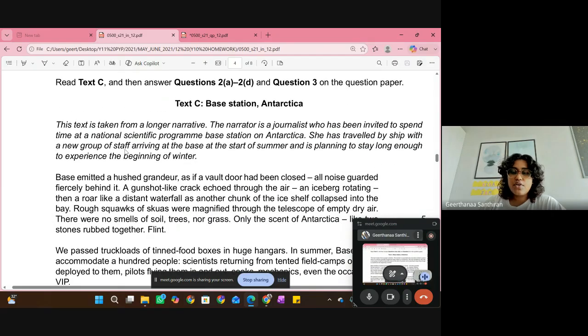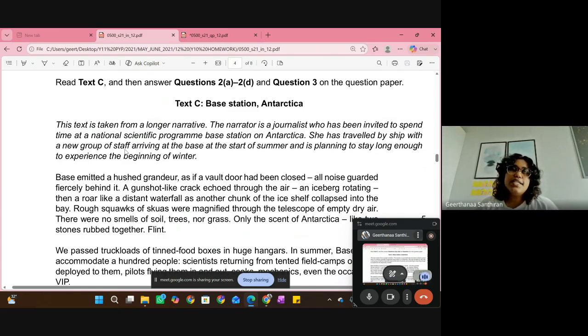Text C, of course. I recommend reading the full text to get the full picture, full idea, full message first. That will help you. Trust me. But for the purposes of this video, we will go straight to the paragraph in question and start there. Of course, I've read this full text.